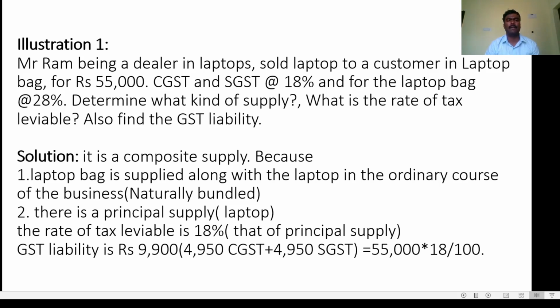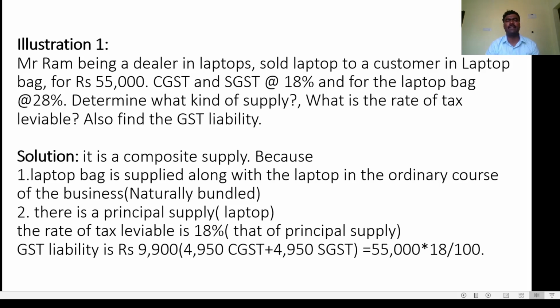Mr. Ram, being a dealer in laptops, sold a laptop to a customer in a laptop bag for rupees 55,000. CGST and SGST at the rate of 18% for the laptop and 28% for the laptop bag. Determine what kind of supply it is and what is the rate of tax leviable. Also find out the GST liability.